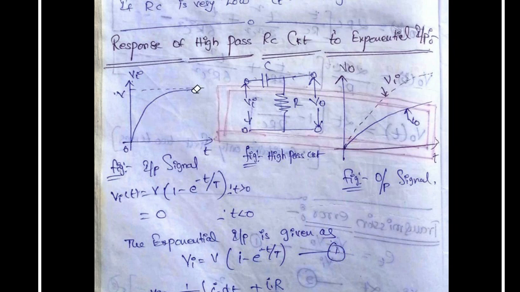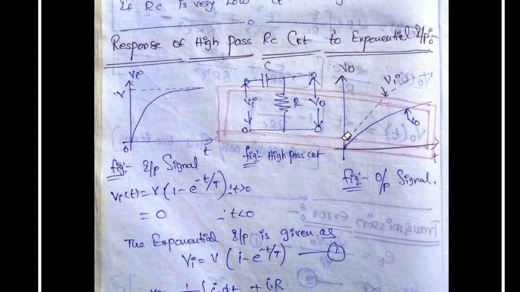This can be represented mathematically, for t greater than 0, as V into (1 minus e power minus t by tau). Here V represents the amplitude, t represents the time, and tau represents the time constant. We are going to apply this signal to the high pass RC circuit, which consists of a resistor and a capacitor. Now we get this response after applying the exponential input signal to the circuit.